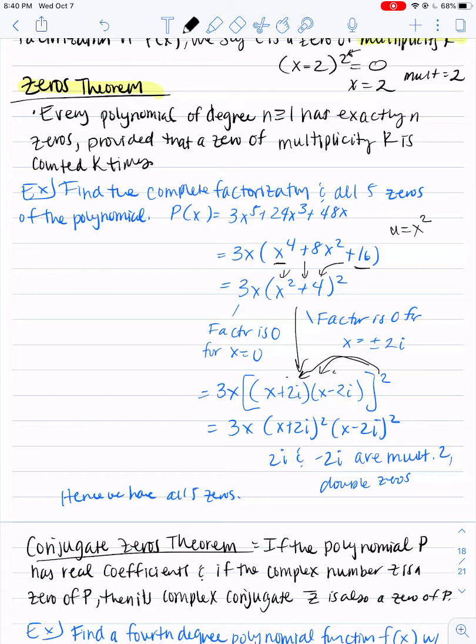Therefore, we have all 5 zeros. Every polynomial of degree n has n zeros, provided that a zero of multiplicity k is counted k times. This is degree 5. So x equals 0 is a zero. Then we have 2i, and 2i again because of the multiplicity, then negative 2i, negative 2i. So therefore we have all 5 zeros.